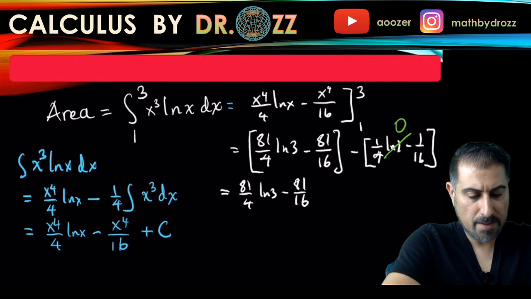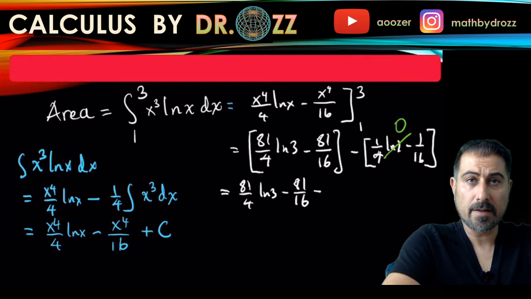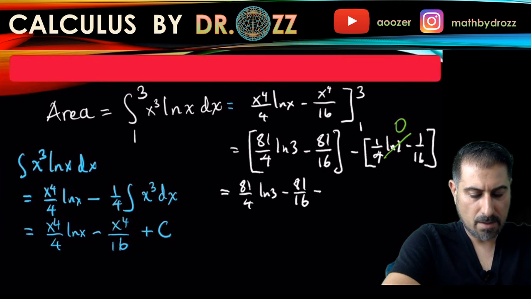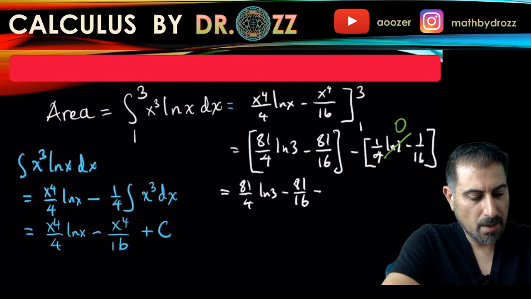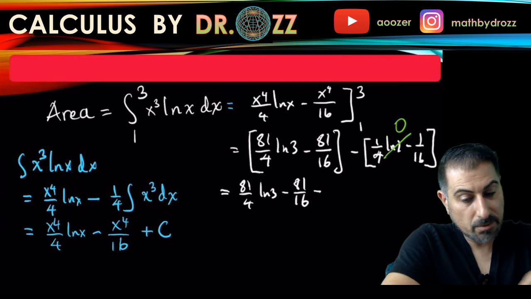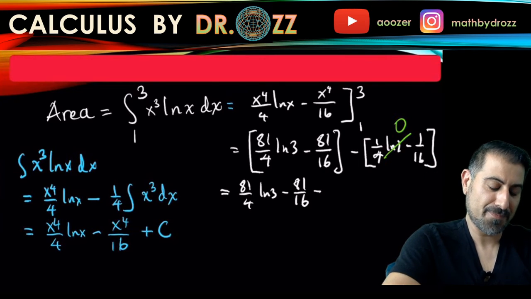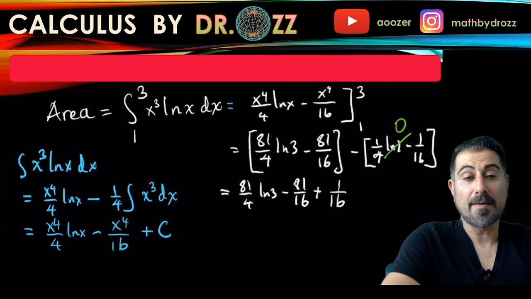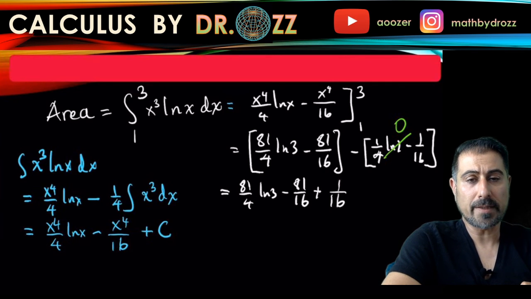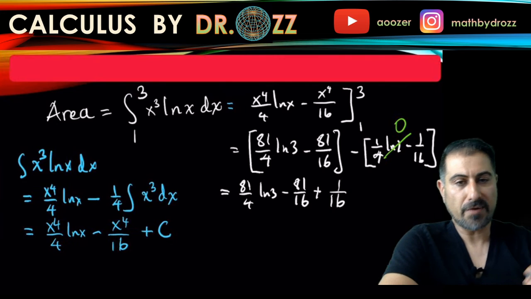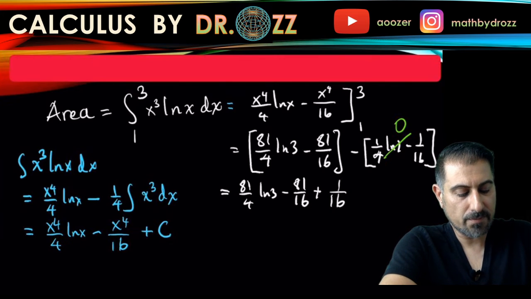Let's see, did I miss something? I think I missed the divided by 16, so I'm just checking if I missed anything. Oh yeah, this should be 1 over 16. That's correct. So this is negative 81 plus 1 divided by 16, so that's negative 80 divided by 16, and that is negative 5.